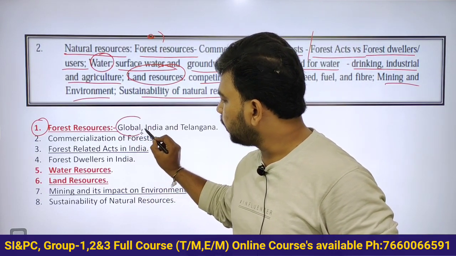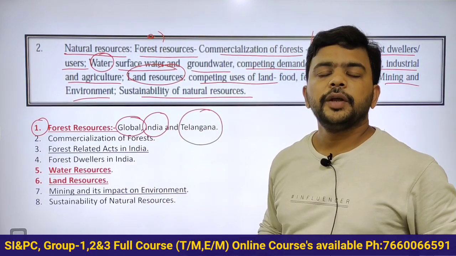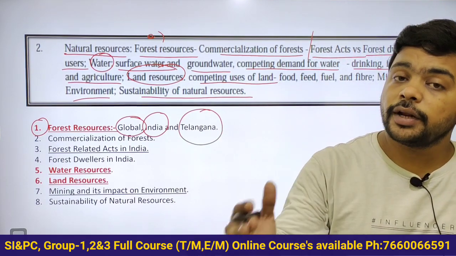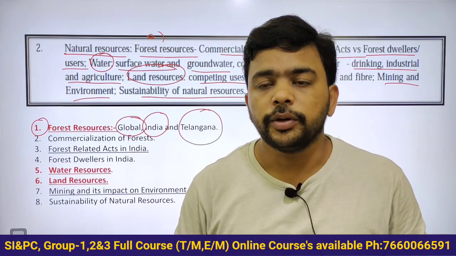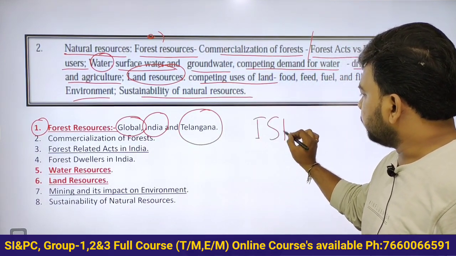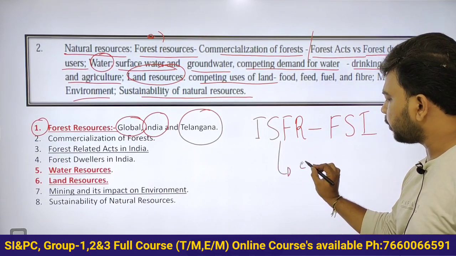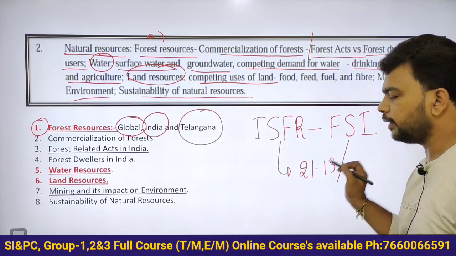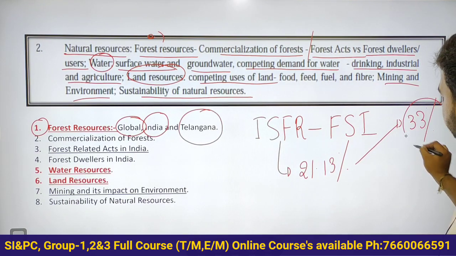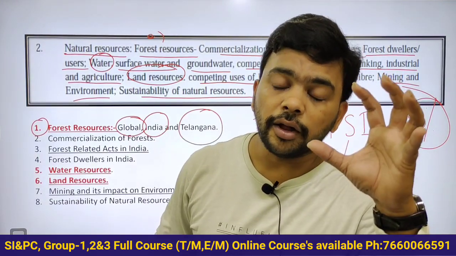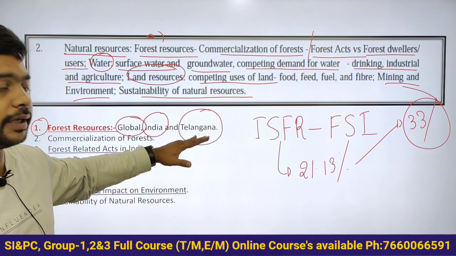What are the forest resources at the global level? What are the forest resources in India? What are the forest resources in Telangana? What type of forests are there in India? What type of forests are there in Telangana? What is the geographical area of the forest in India? The India State of Forest Report, released by the Forest Survey of India, says that in India approximately 21.13% of the geographical area is covered with forest, and that it should be increased to 33% in future. So these facts we will discuss as part of the forest resources: global level, India, and Telangana.